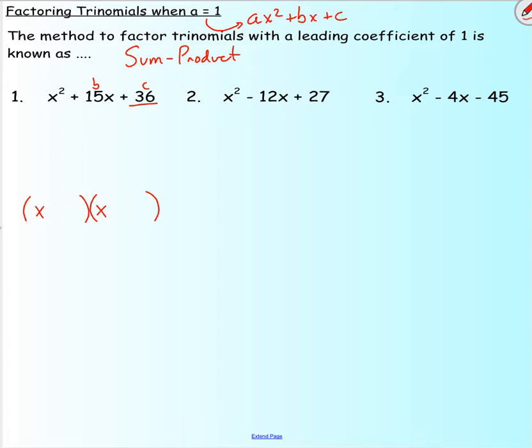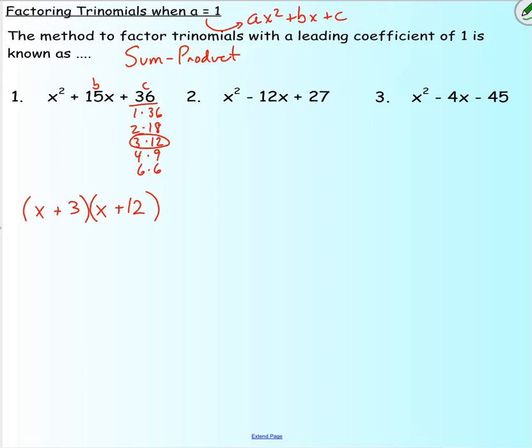So what you could do is list out every factor of 36. 1 times 36. 2 times 18. 3 times 12. 4 times 9. Okay, so 6 times 6. One last one there. Those are all the factors, or numbers that multiply together to get 36. I don't need to worry about negatives in this problem because every term is positive. Which one of those factors add up to 15? Well, that would be 3 and 12. So I'm going to do x plus 3 and x plus 12.